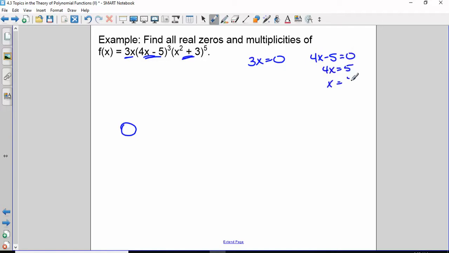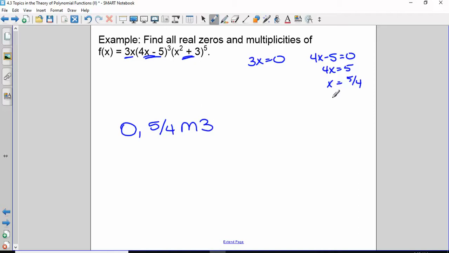The 4x minus 5. If I set that equal to 0, we get 5/4. That whole parenthesis was to the third, so what's my multiplicity? 3. And we just write that as an M3, M for multiplicity.